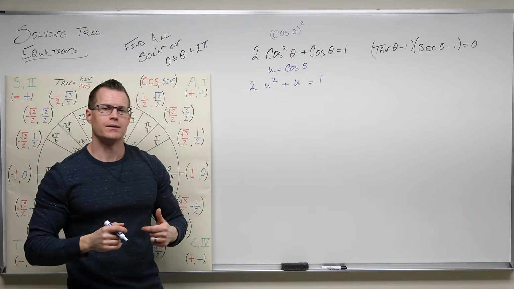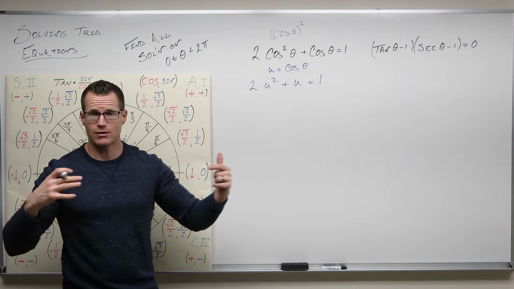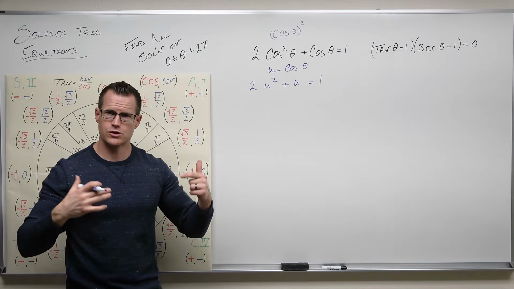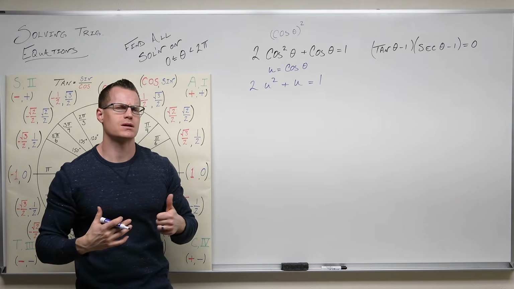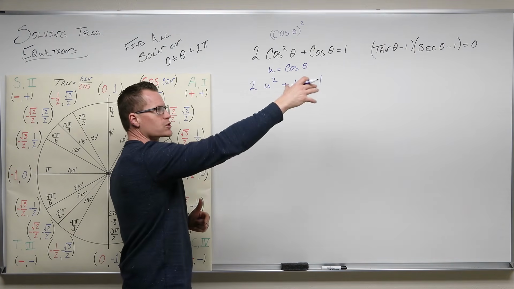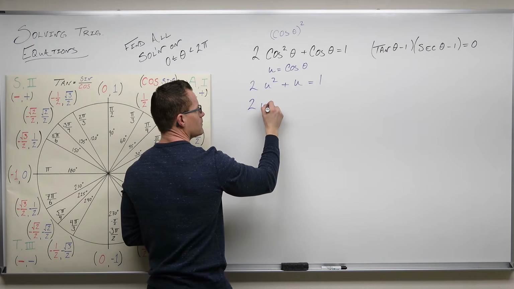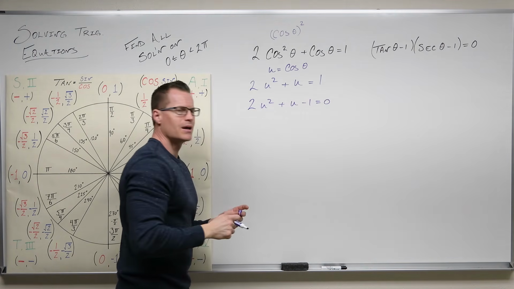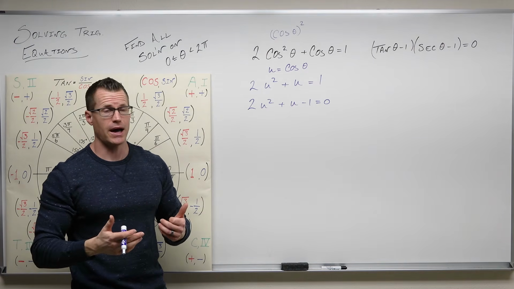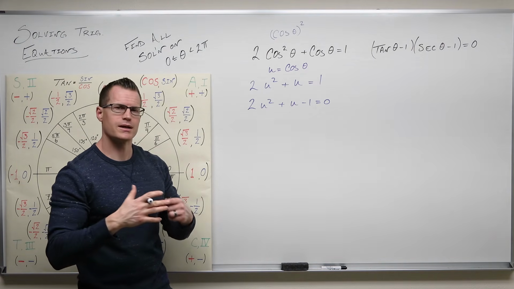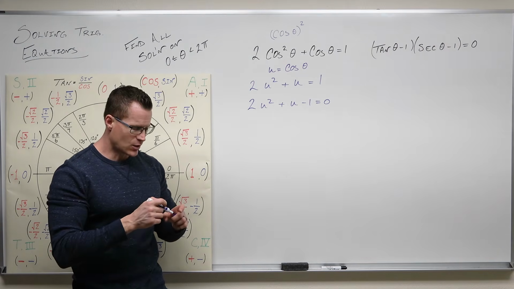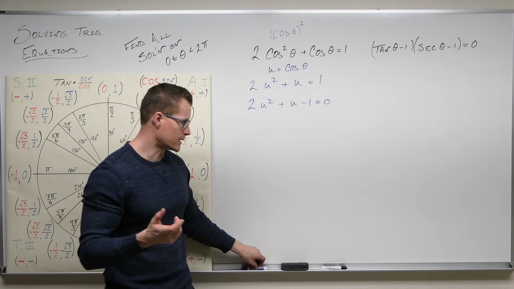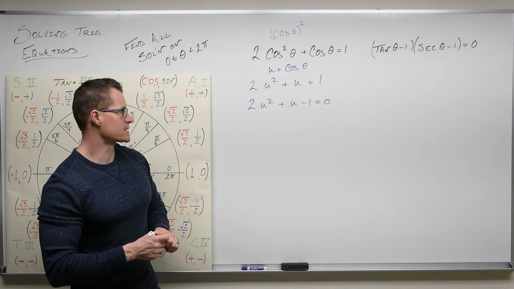plus u equals 1. Now, when we're factoring, we want to get everything on one side. We want to get in order, first term positive. And now that we have u instead of cosine theta, it's nice to do that. So we'll subtract 1. This is something that's really nice to factor. So we can do this. There's a lot of different ways. I've seen people factor. Any way that works is fine with me. I don't really care. This is going to be, let's see.